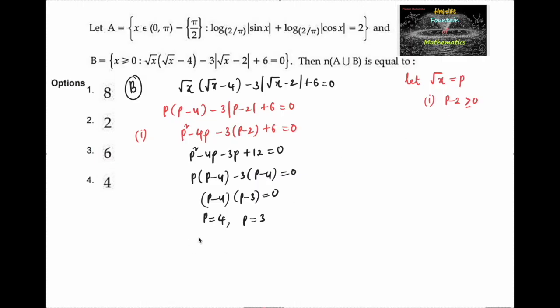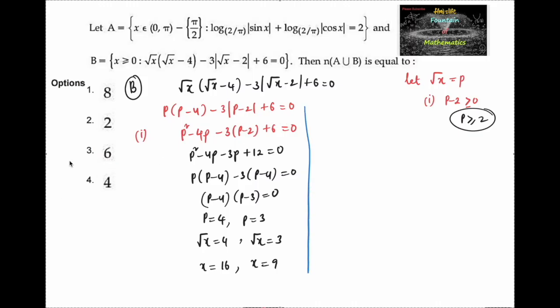So p is root x. So root x is equal to 4, and here root x is equal to 3. So we can say x is, squaring on both sides, 16, and here x is equal to 9. So 4 and 3 both are greater than 2, since p is greater than or equal to 2. So we can consider the first case. And coming to the second case, case 2, when p minus 2 is less than 0.